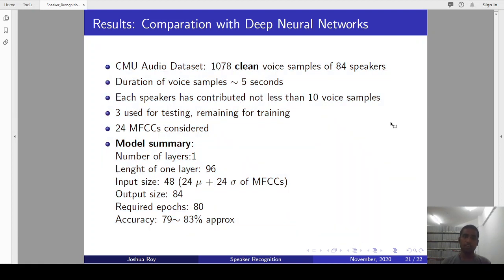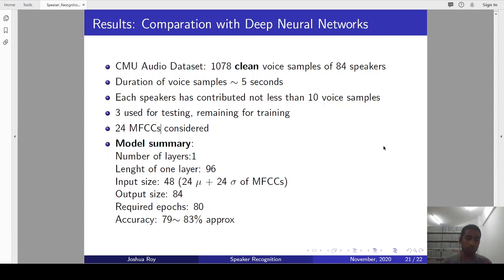Most of the literature now is on neural networks, but the biggest problem neural networks suffer from is that they require a lot of training data. Without ample training data, you cannot use them. They consider 24 MFCC features, we consider 13. They have to train with at least 10 samples. We only trained with one sample.